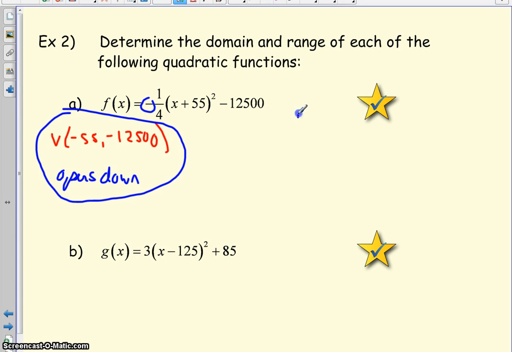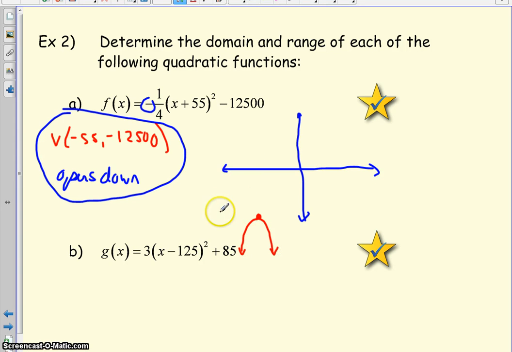So let's take a look at a graph. And you don't have to make a graph to scale. It's just going to be a really, really quick sketch. So I'm going to have a vertex at -55, -12,500. So in terms of the quadrant it lies in, -55 is to the left, -12,500 is somewhere down here. So this is where my vertex is, somewhere in the bottom left quadrant. Okay, so with that in mind, as long as I open down, I get an idea for a sketch. And I should be able to get my domain and range from here.